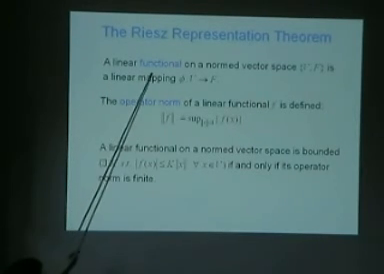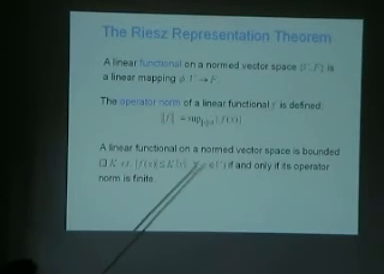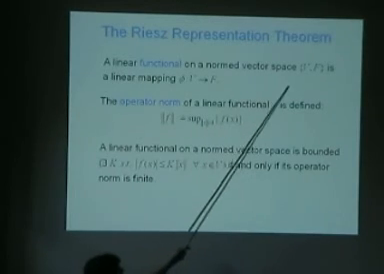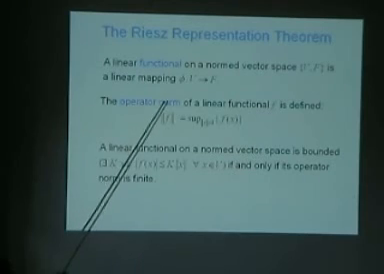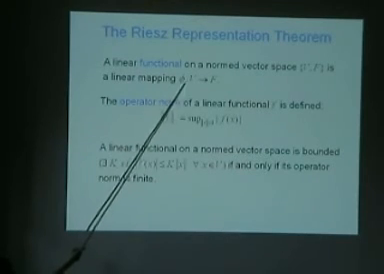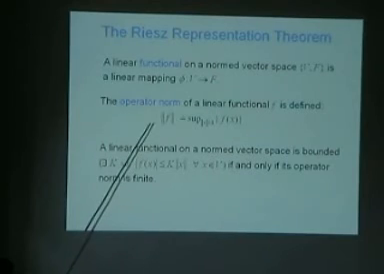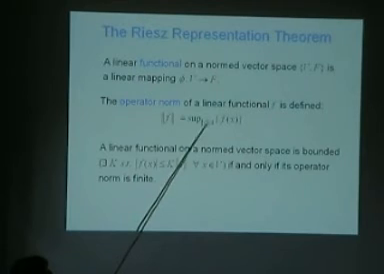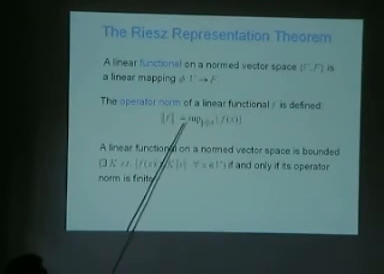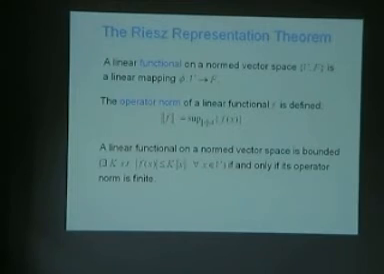What do we have? A functional, a linear functional on a vector space, is a linear mapping which takes the vector space into the scalar field. Now the operator norm of the linear functional is defined with this. That's just the modulus. You look at the unit sphere with this norm, and you look at the maximum value of this modulus. That's defined with the norm of the vector. It's called an operator norm.